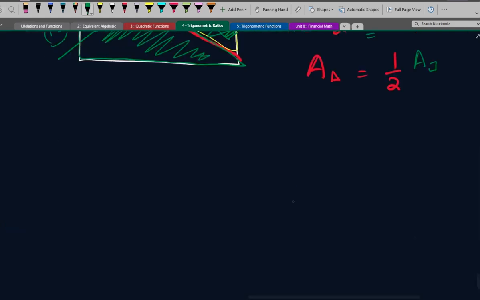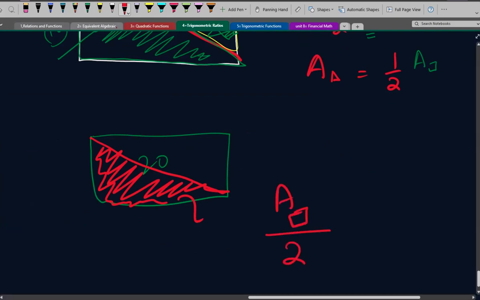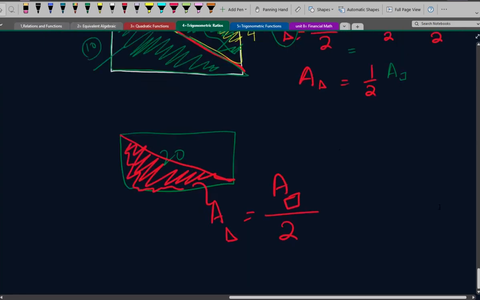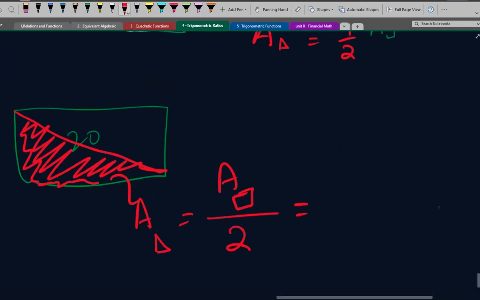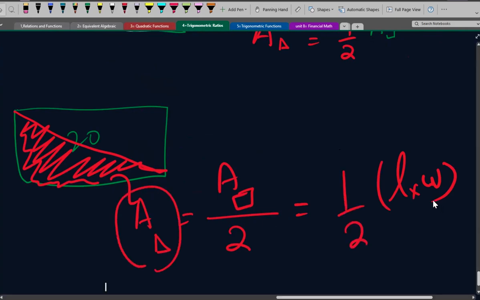So let's say the total area of a rectangle is 20, and I want you to find the area of the lower triangle. Can you find that? It's going to be half of the area of the rectangle. If the area of the rectangle is length into width, and if we half it, that's going to be the area of the triangle, right?